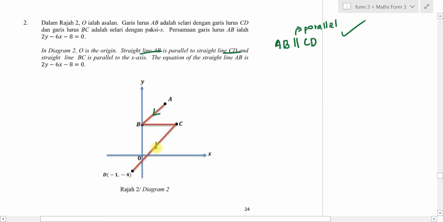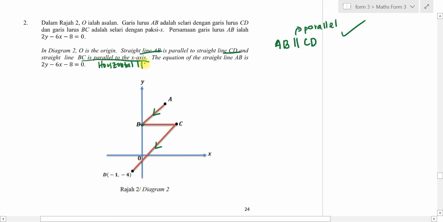CD. If they say parallel, same gradient, remember that. And BC is parallel to the x-axis. That means the line BC is parallel to the x-axis, which means a horizontal line. If they say parallel to the x-axis, it means a horizontal line.